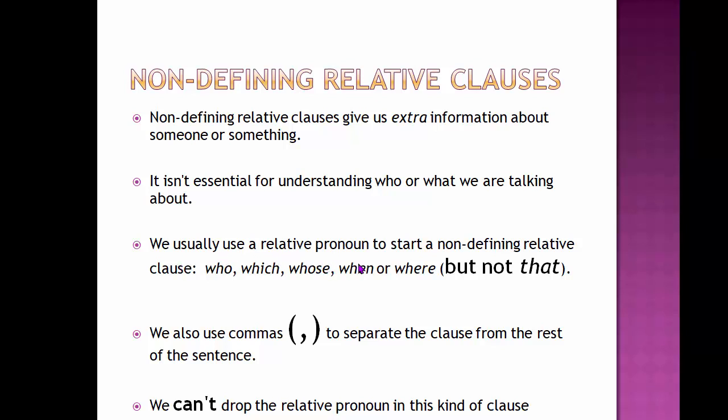We usually use a relative pronoun to start a non-defining relative clause, such as who, which, whose, when, or where, whom also, but not that. We can't use that in non-defining clauses. With defining clauses we can, but with non-defining we can't use that. We also use commas to separate the clause from the rest of the sentence. You'll understand better by looking at the examples. We can't drop the relative pronoun in this kind of clause. Do you remember object position in defining relative clauses? Sometimes we omit who, but here we can't drop the relative pronoun. Again, you'll understand by looking at the examples.